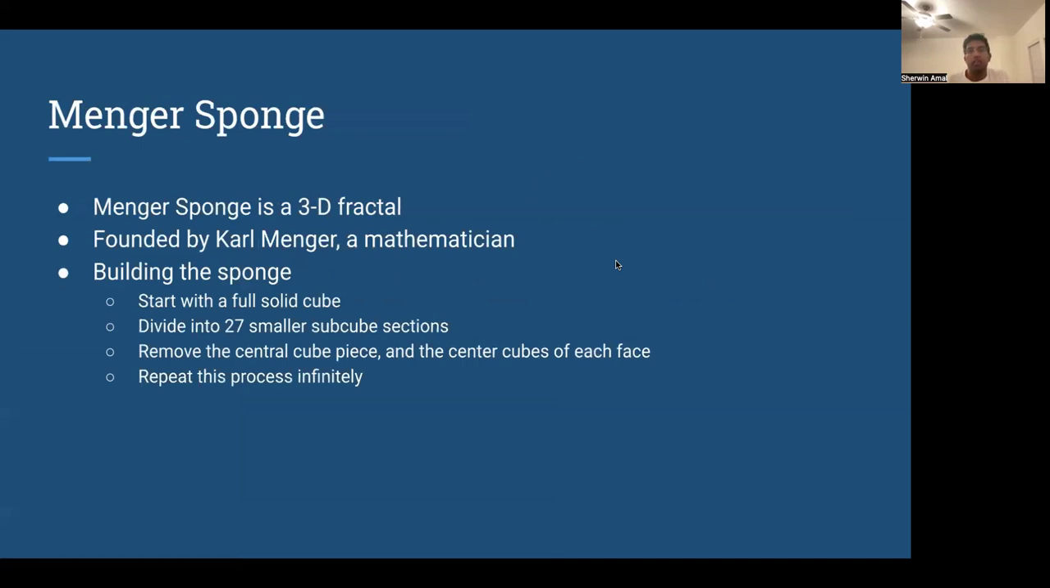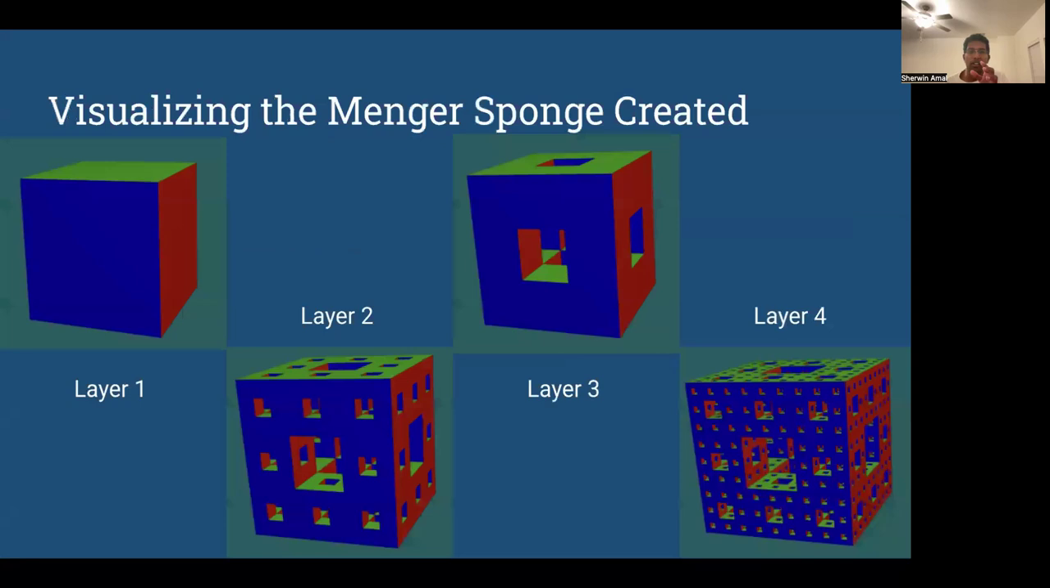For context, Menger sponges are basically a three-dimensional fractal that was founded by Carl Menger, a mathematician. In order to build a sponge, which I'll show in a graphic later, you essentially start with a full solid cube with six faces and divide it into 27 smaller subcube sections. You remove the central cube and the central cubes of each face, and you repeat this process infinitely, which brings out a very interesting pattern.